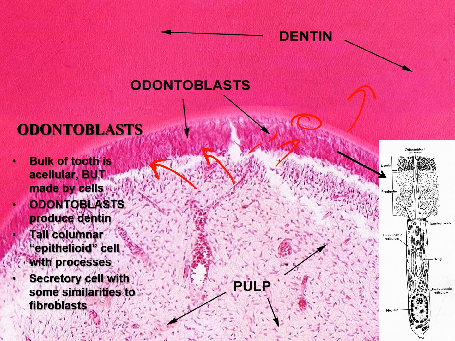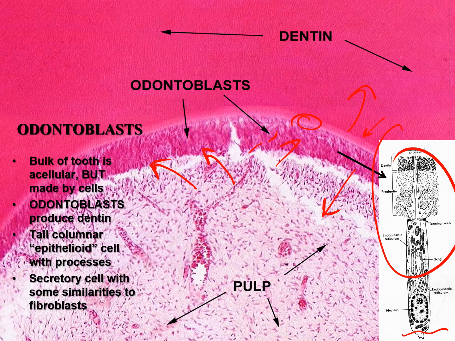As you can see, whenever there is formation of the predentin, there will be a reduction in the pulp cavity. These cells, the odontoblasts, are columnar cells. They are epithelioid because they don't have a basement membrane. These cells have a secretory appearance because, as I said before, they are responsible for the formation and secretion of collagen.